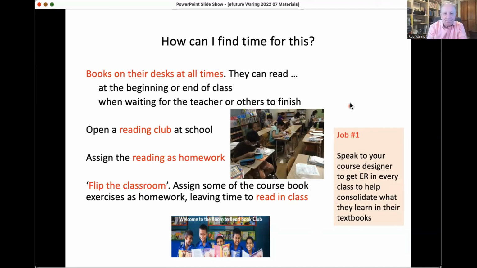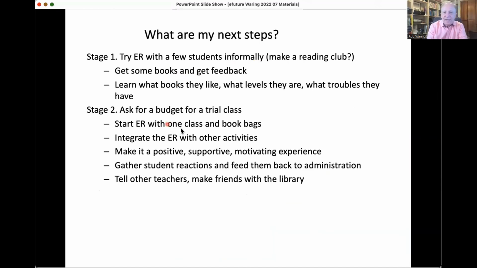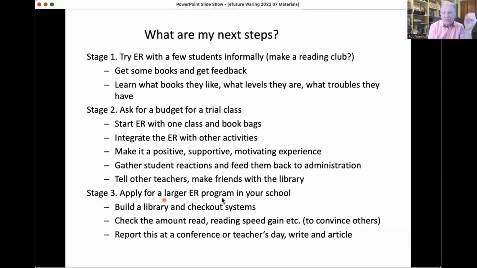So your next steps: try extensive reading with a few students informally, get some feedback and find out what books they like. Next stage, ask for a budget for a trial class. Start the ER with just one class. See how it goes. Make your mistakes. And then later expand and apply to go to your whole school. So please don't hurry these steps. Learn how to do extensive reading. And there are lots and lots of places that you can learn how to do that.